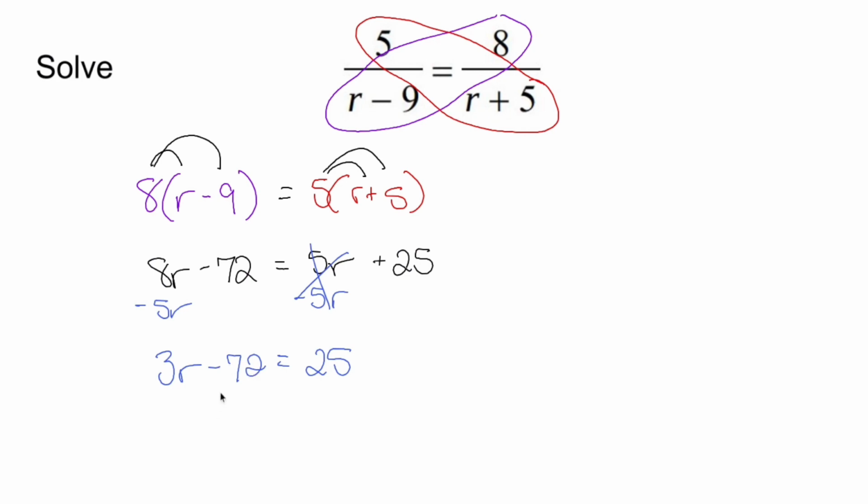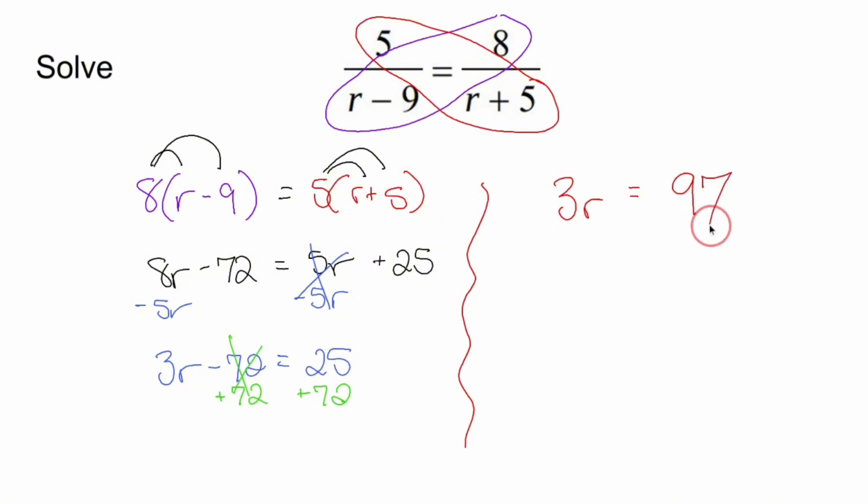Minus 72, let's take the inverse operation of that. Add 72 to both sides. So what I'm going to do is, since I'm running out of space, I'm going to rewrite this up here. Drop down the 3r, so there you is. That's gone. Drop down the equals, so there you is. And 25 plus 72 is 97. Divide both sides by 3.